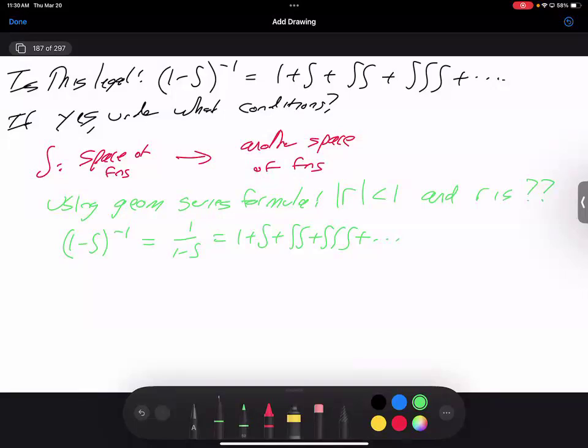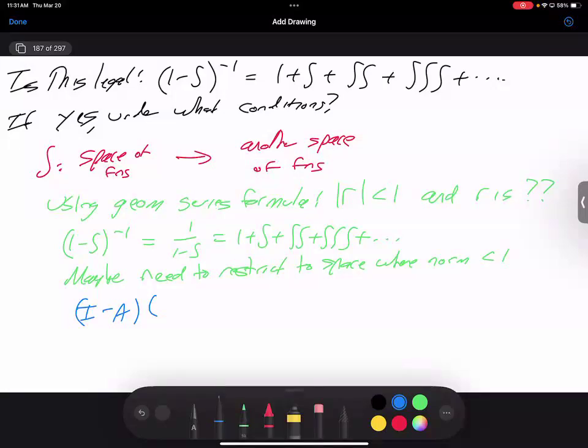So maybe we need to restrict to the space where the norm is less than 1. Now, if I give you, say, 1 minus A, and I'm sorry, I'm thinking matrices, which is why I wrote I. So I'll do it this way.